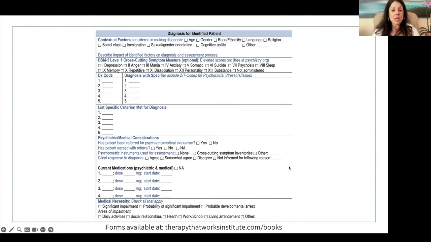And then often in certain contexts for third-party payers to pay, at least here in the United States, you'll need to document they've met medical necessity, which means there's either significant impairment or probability of significant impairment. And for youth, you can have probable developmental arrest for kids. And these are the areas of impairment. There are some places who actually want you to specify that as well.